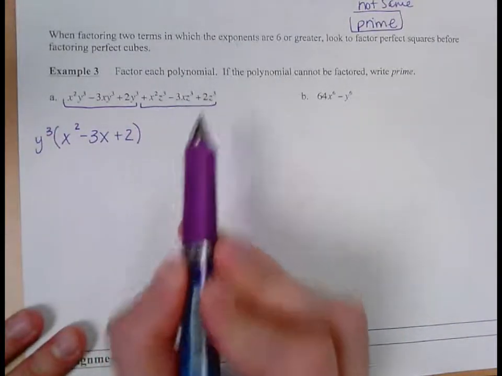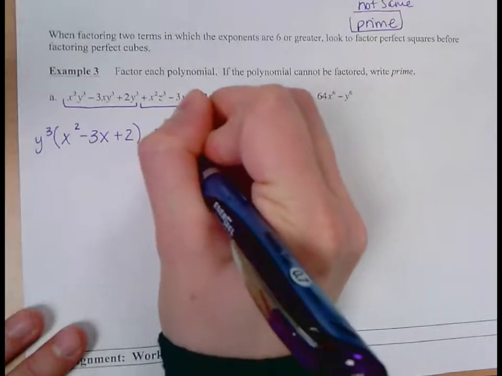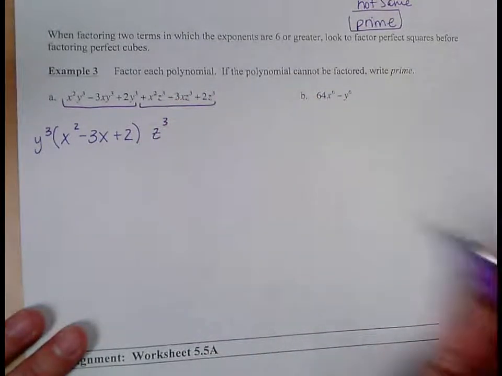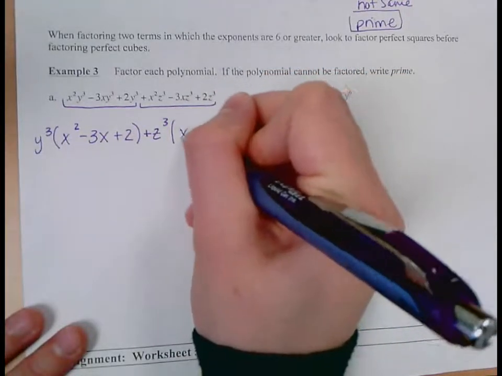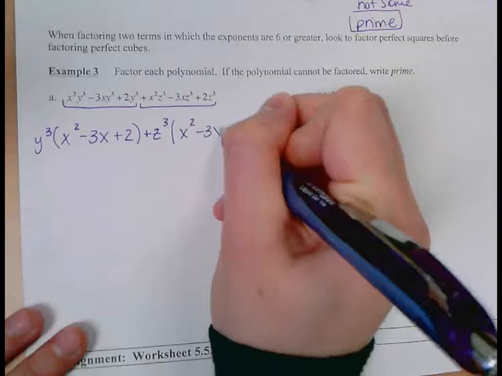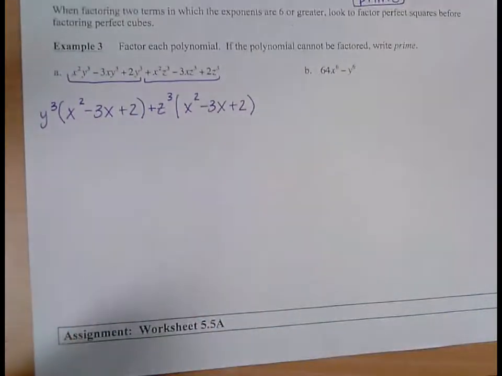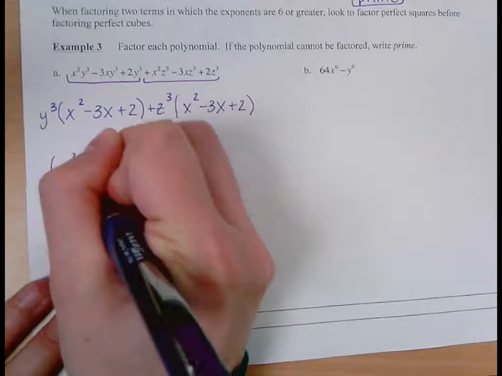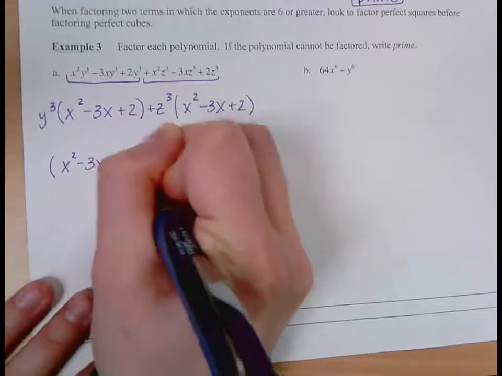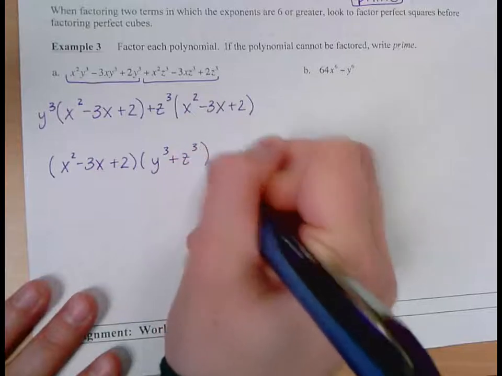And then what about the last 3 terms? Z cubed. Do I want to take out a positive or negative? Positive. And then I'm left with x squared minus 3x plus 2. So grouping works here. My 2 parentheses are the same. So I can write this. One factor is x squared minus 3x plus 2. The other is y cubed plus z cubed.